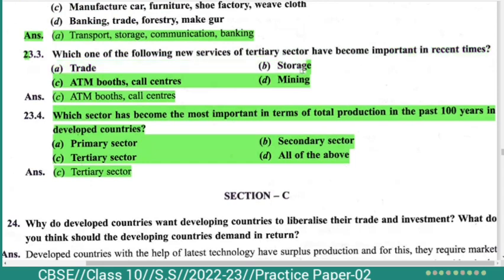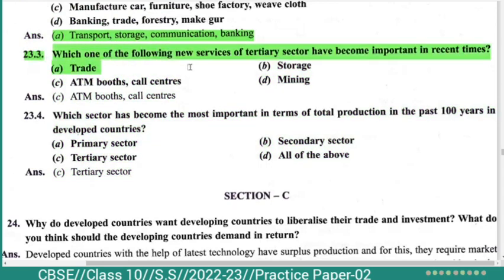Question number 23.3. Which one of the following new services of tertiary sector have become important in recent times? Options are A, trade, B, storage, C, ATM booths, call centers, D, mining. Here the correct answer is option C, ATM booths and call centers.